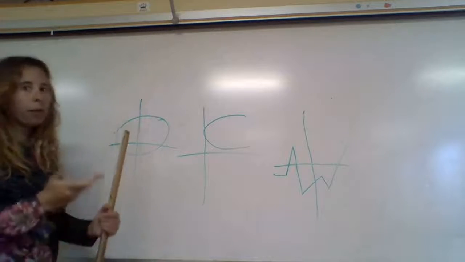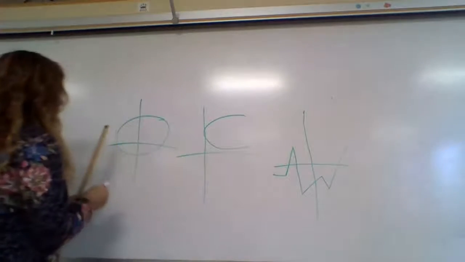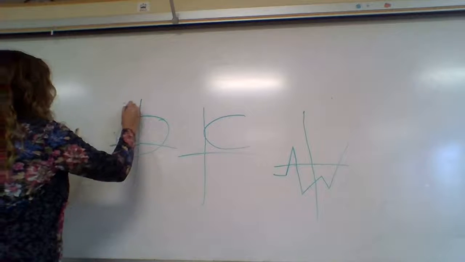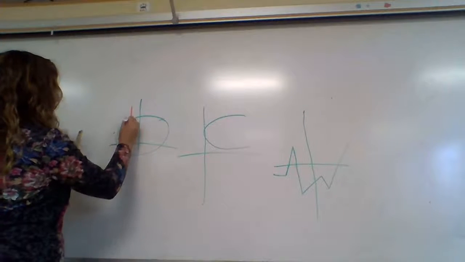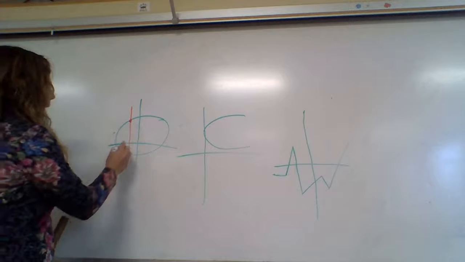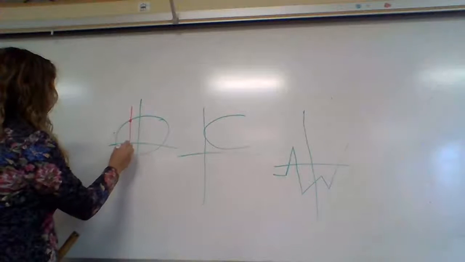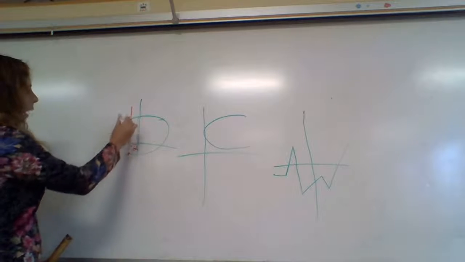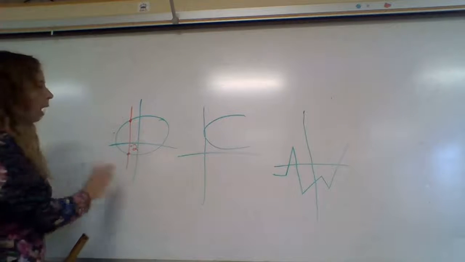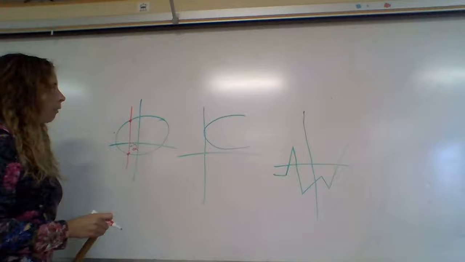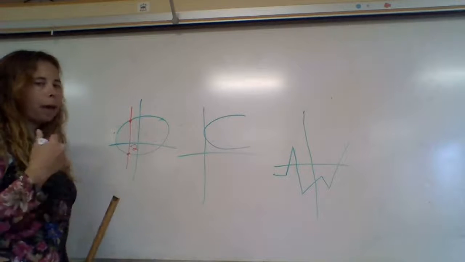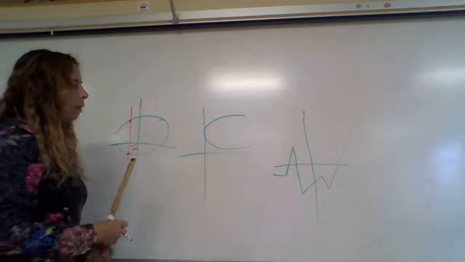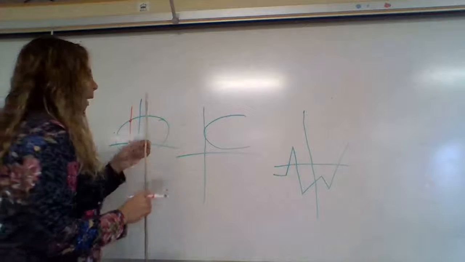You could also draw vertical lines through it. Okay. And it hits here and here. That means when x is, whatever this is, let's say it's -2, when x is -2, it has 2 y values. That's not allowed. That's not a function. To be a function, every x value can only have 1 y value.